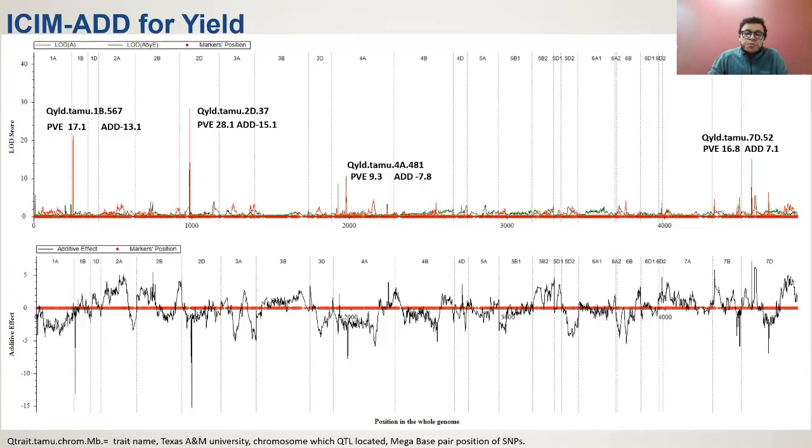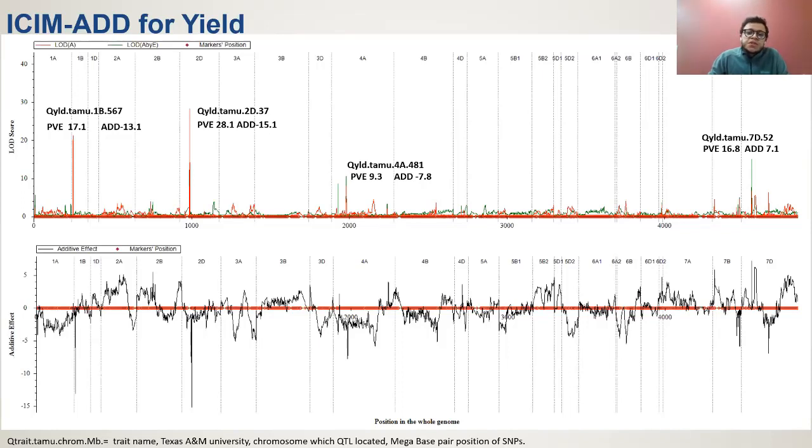On the bottom of the page, you can see how we give the QTL name. The first one is the trait name, and then Texas A&M, and then the chromosome. And the last one is the position in mega base pairs of the SNP.